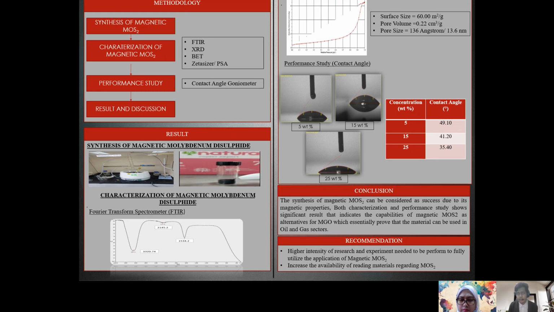Another recommendation is that the performance study and characterization can be more efficient if I grind the powder into a thinner and smaller size. Okay, that is all from me.